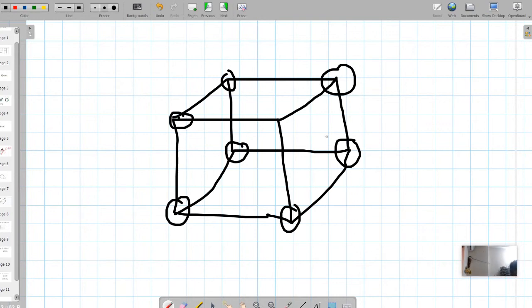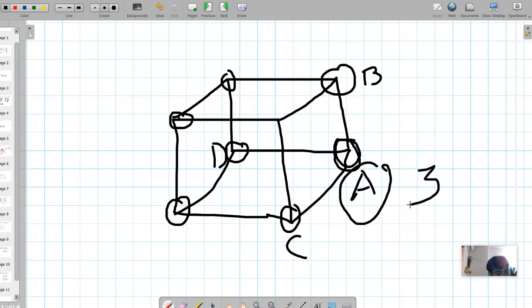Yes, hypercube network has degree 3 for each node. You can see that each node is connected to three different nodes directly. Say this is node A. It is directly connected to node B, node C, and node D. So its degree is basically 3.